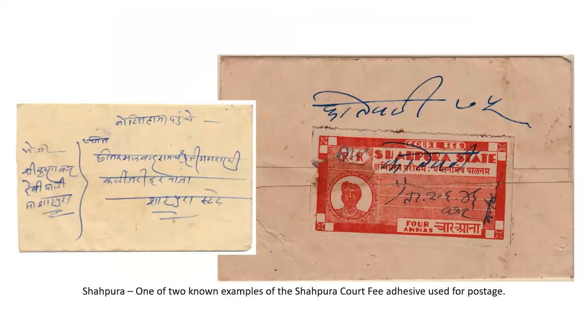And then again, there was a shortage of stamps for a short period of time. And this happens to be one of two known covers where the state allowed the 4-anna court fee stamps to be used for postage. By this time, the rate had gone up to 4 annas. The rate jumped from 1 anna to 4 annas, a big jump.